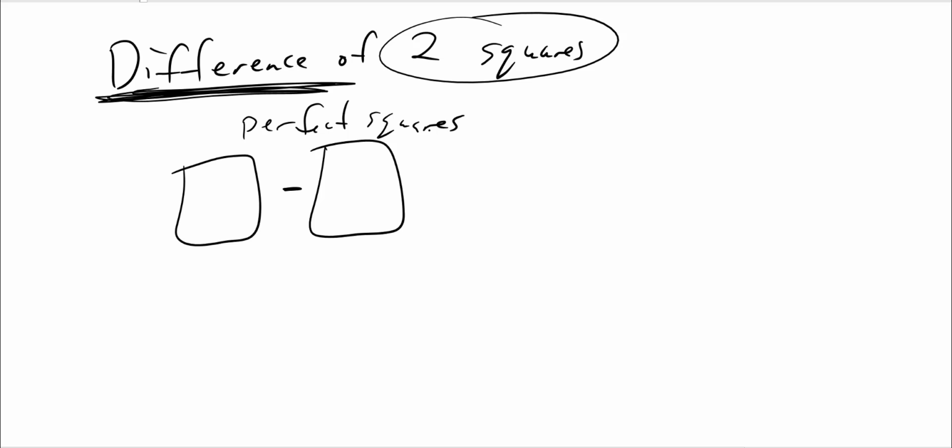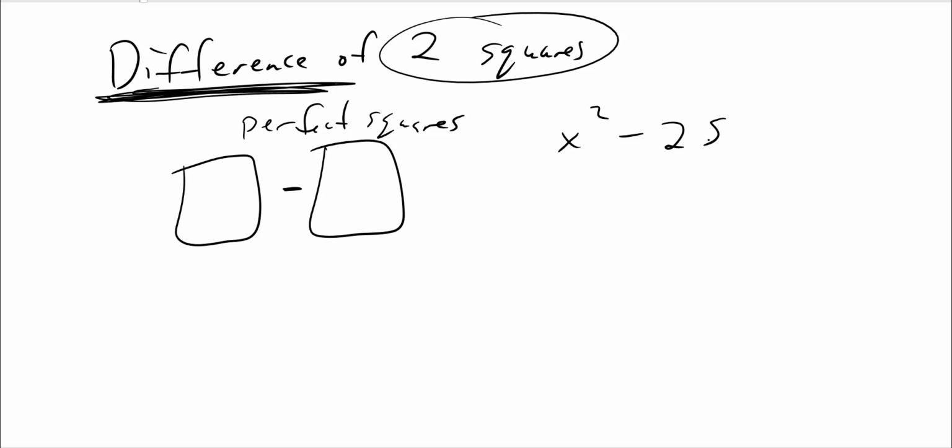Okay? They just have to be perfect squares. So let me give you an example. If I said x squared minus 25, that's a difference of two squares because x squared is a perfect square, and 25 is a perfect square, and there's a minus sign between them.